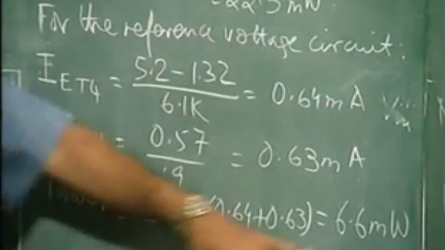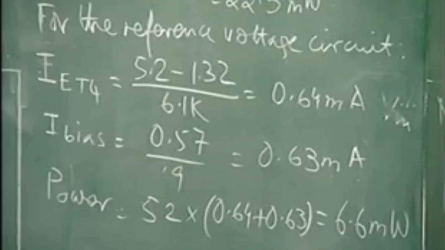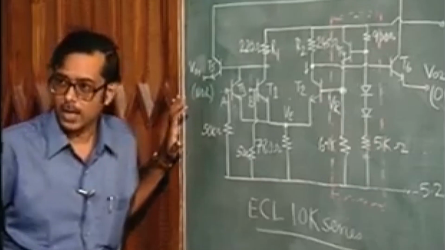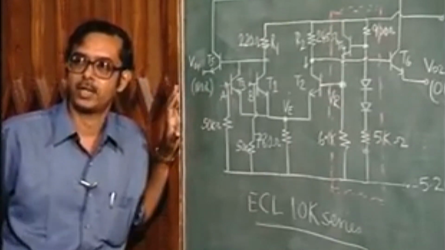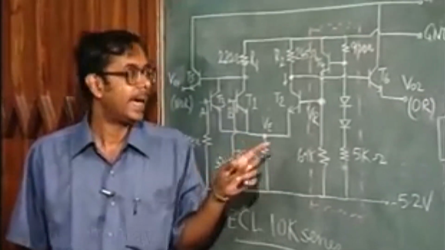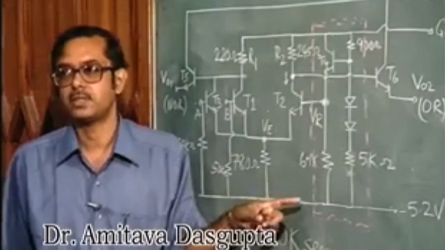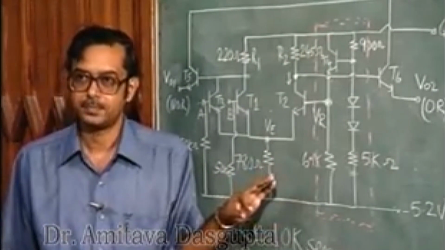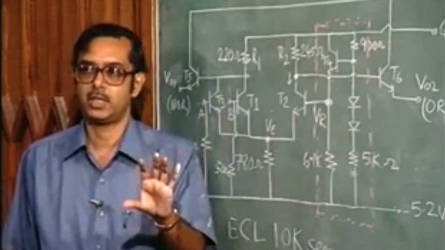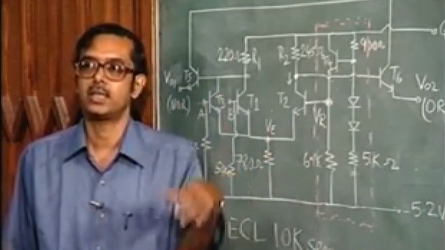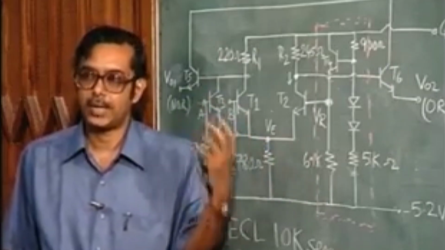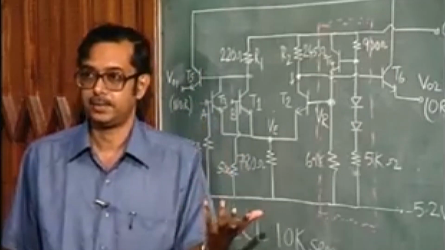Now, in this circuit, this OR NOR gate is available as a quad OR NOR gate in a chip. That means that in a chip you have 4 such OR NOR gates. And this part of the circuit, the reference voltage generation circuit, is common to the 4 gates. You do not have 4 different reference voltage generation circuits. You have a common reference voltage circuit for the 4 gates. So, now how do you calculate the power dissipation per gate?